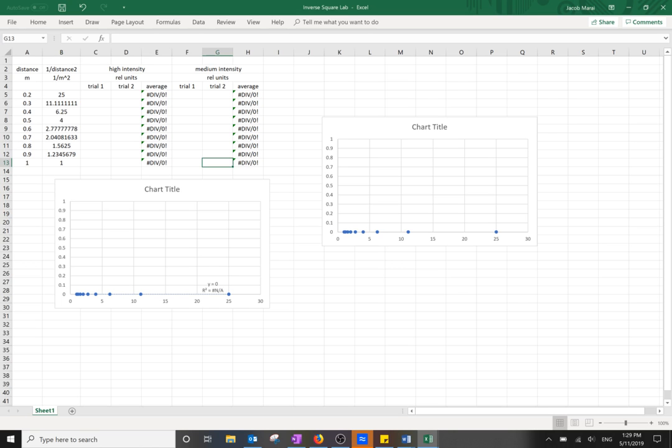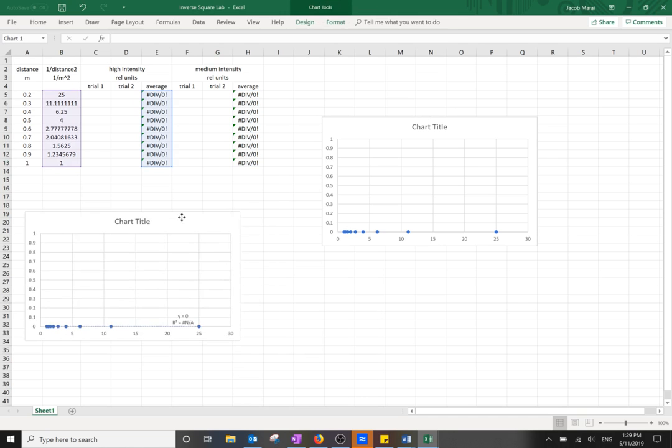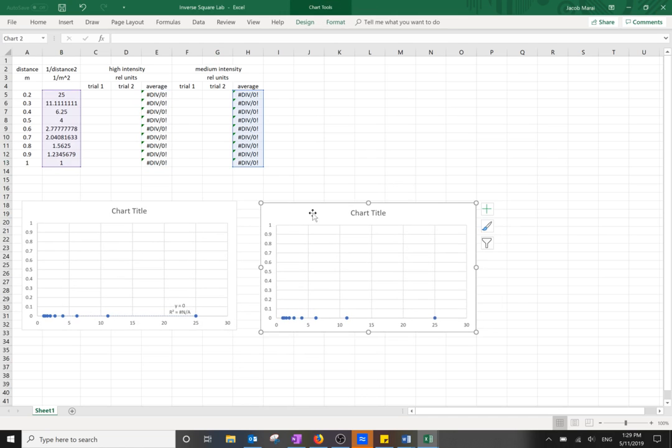So, have this open. You'll notice I've got the high intensity and the medium intensity, and I've got a couple of charts that are already made, so they're just waiting for the values. What you're going to do is take the distance, inverse it and square it, and put that across the x-axis, and then take the average relative intensity. So hands up, who has Excel open with this template?